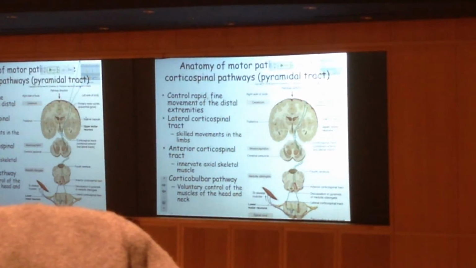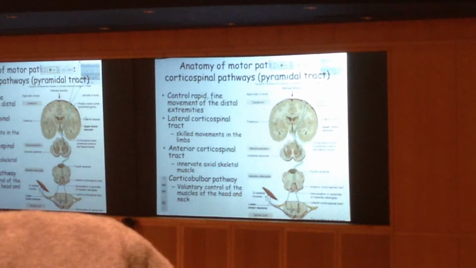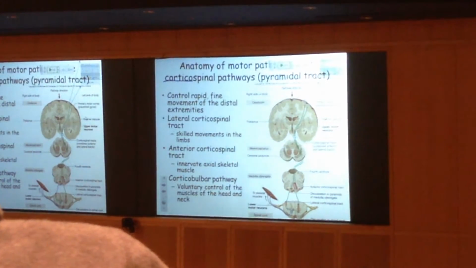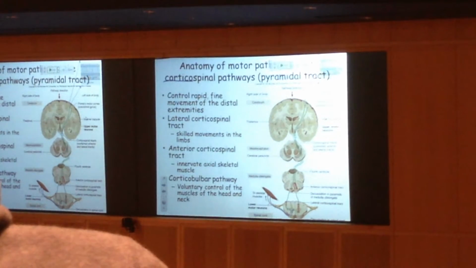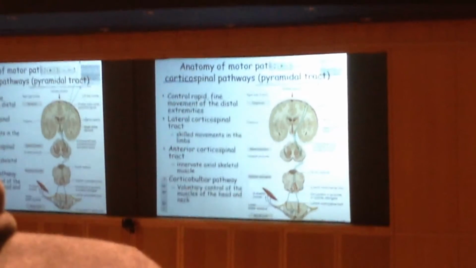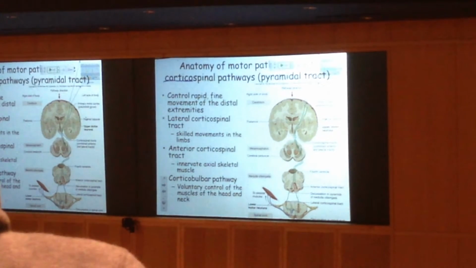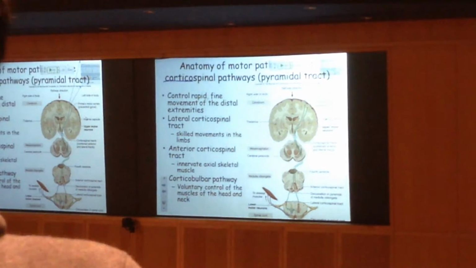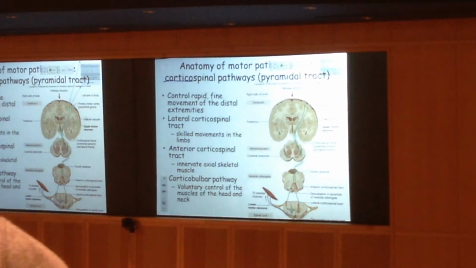So this is a tract that we call the corticospinal pathway. Sometimes we call it the pyramidal tract. Different resources will tell you why we name it the pyramidal tract. Some of them will tell you it's because they originate from the pyramidal cells. The other reason is that they cross the midline in the brainstem area called the pyramids. So that's also part of the reason why they call it the pyramidal tract.